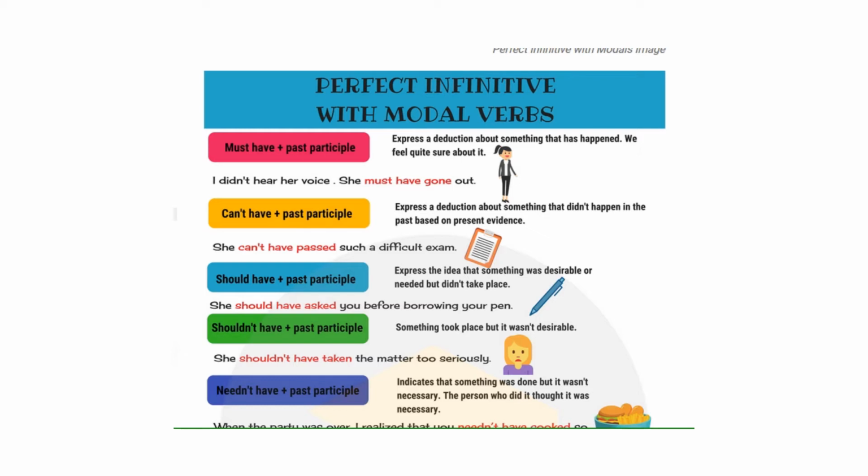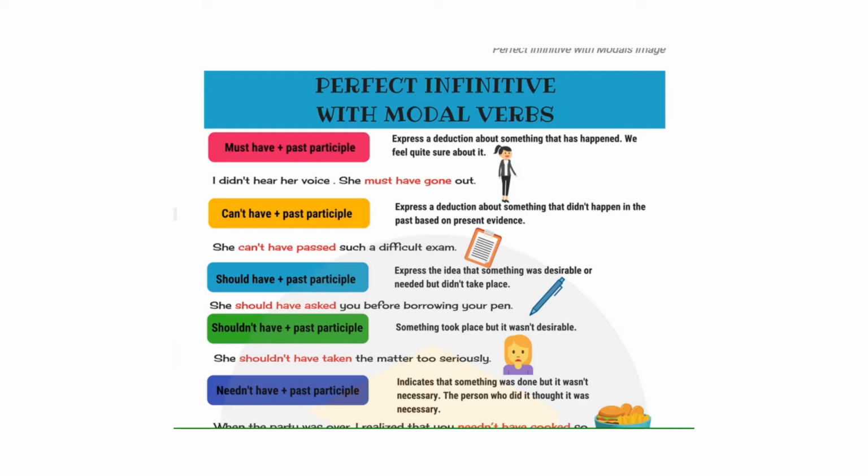When we use must have plus past participle, it expresses a deduction about something that has happened, so we feel quite sure about it. Example, I didn't hear her voice. She must have gone out. And we have can't have plus past participle. It expresses a deduction about something that didn't happen in the past based on present evidence. So we say she can't have passed such a difficult exam.